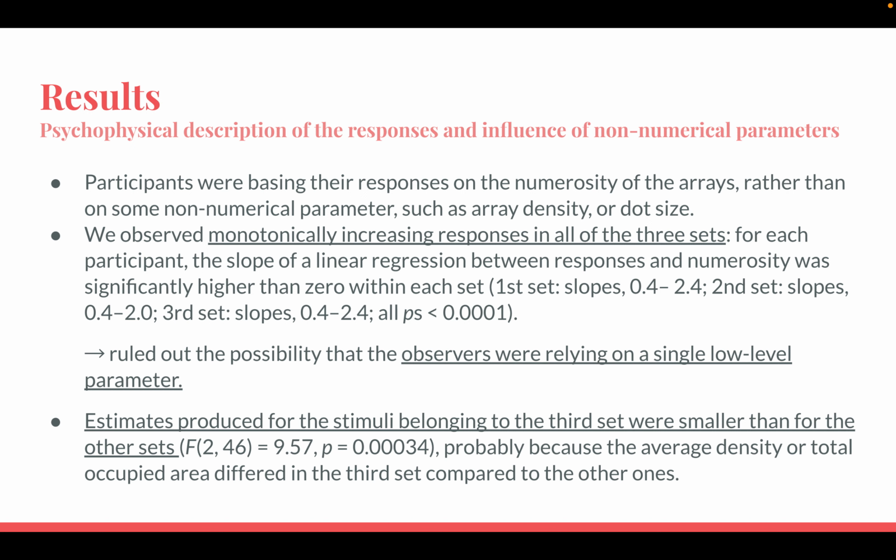However, estimates produced for the stimuli belonging to the third set were smaller than for the other sets, possibly because the average density or total occupied area differ in the third set compared to the other ones. It is possible that participants were using a complex combination of 2 or more parameters to extract numerosity. Indeed, such a combination might be one way by which the visual system extracts approximate numerosity from visual displays.